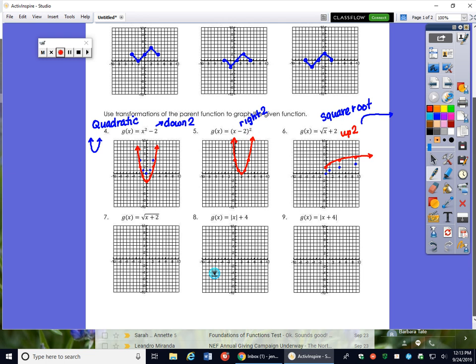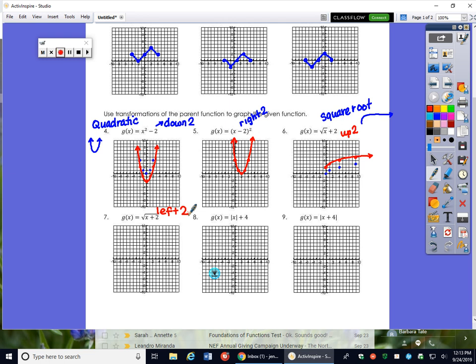We're going to use that same parent function for the next one because it's a square root, but because the plus 2 is inside the function, that means we're going to go left 2. Remember, inside is the opposite. So plus 2 we think we're going to go right, we're actually going to go left. That means to negative 2.